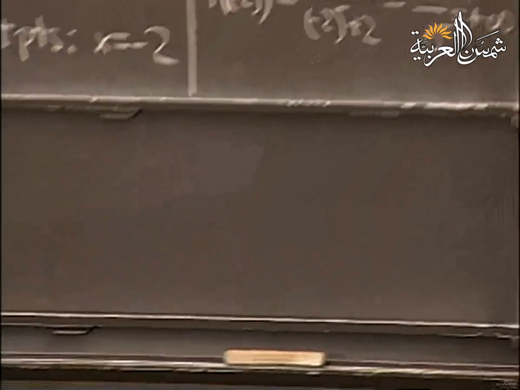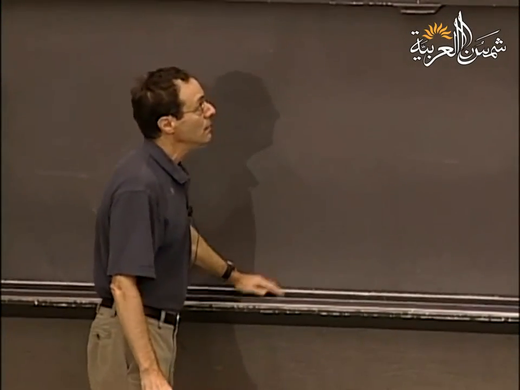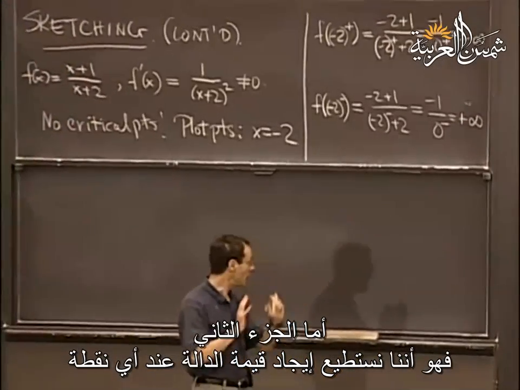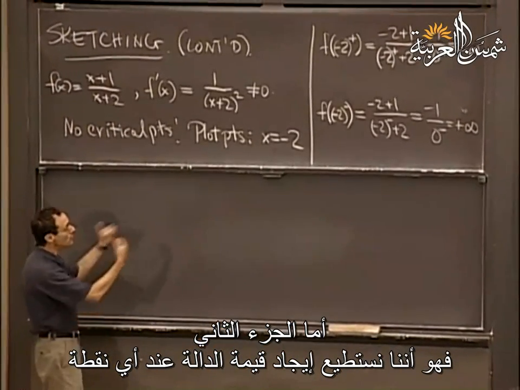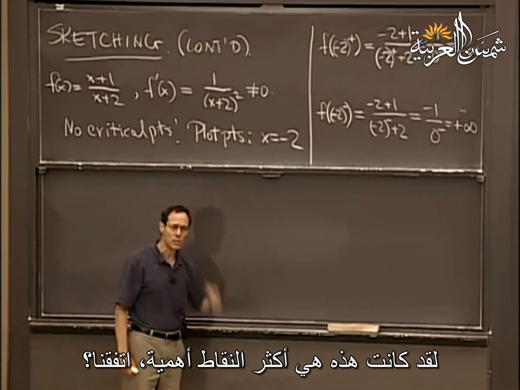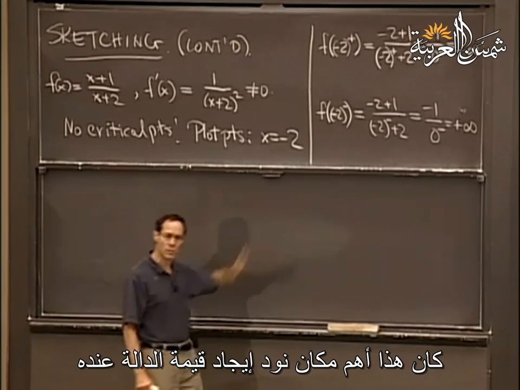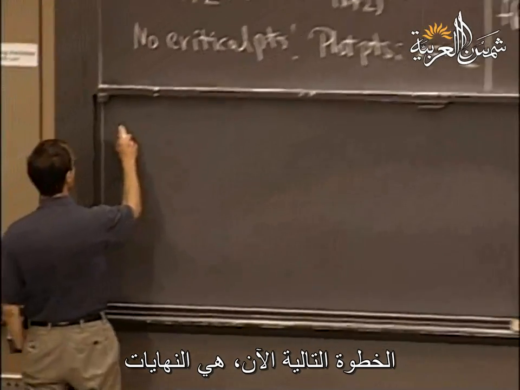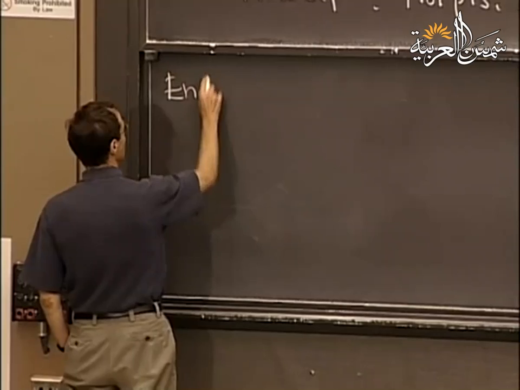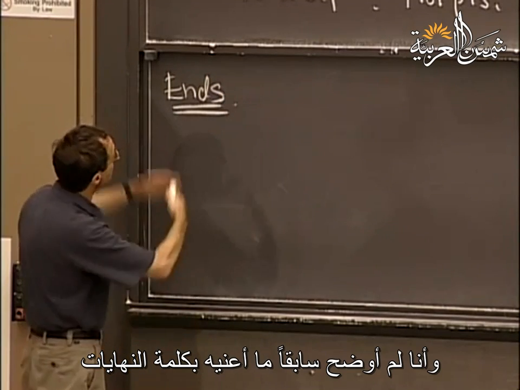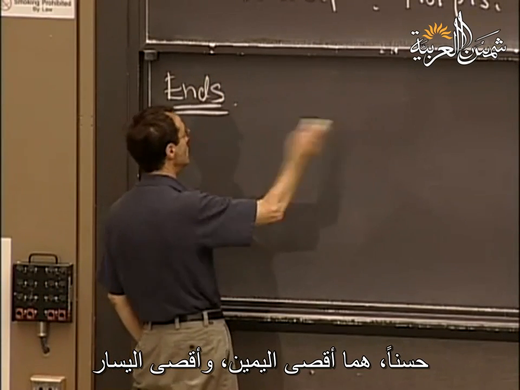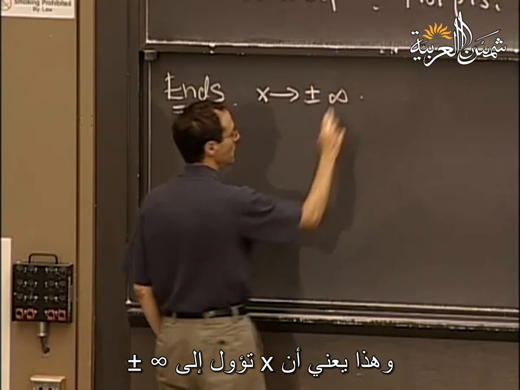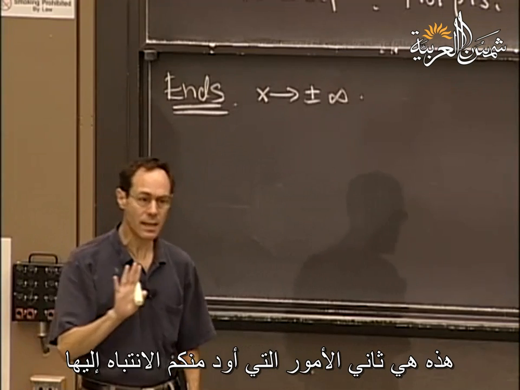Now, this is the first part of the problem. And the second piece to get ourselves started, you could evaluate this function at any point. This is just the most interesting place to evaluate it. Now, the next thing I'd like to do is to pay attention to the ends. I haven't really said what the ends are: the ends are just all the way to the left and all the way to the right. So that means x going to plus or minus infinity. That's the second thing I want to pay attention to.